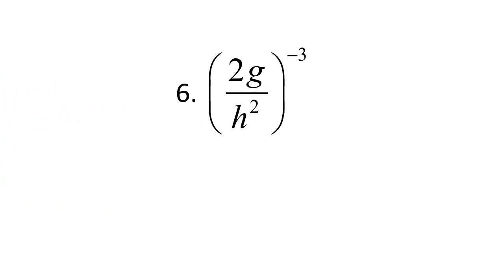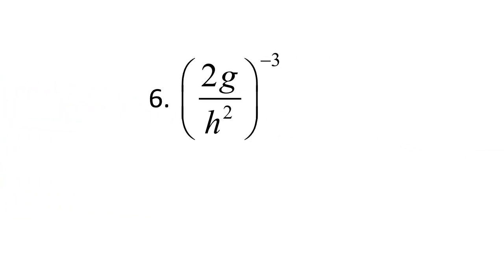Finally, number 6. This one's going to use that kind of quotient rule where I have an outside exponent on a fraction. So I'm going to hand that out to everything in the fraction. And the mistake people make is not handing it to the 2 also. So this is going to start off as 2 to the negative 3rd, g to the negative 3rd, over h to the negative 6th. Multiply that. I have 3 negative exponents, so let's move everything, right?